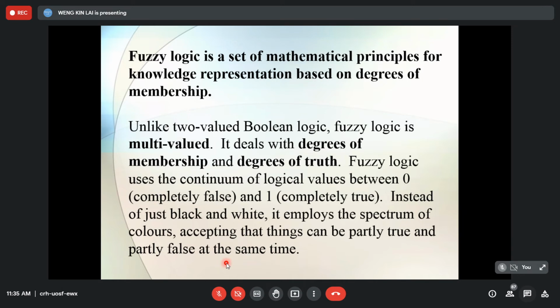Does that make sense to you? So the information can both be right and wrong, depending on how you look at it, right? As you will see later on.